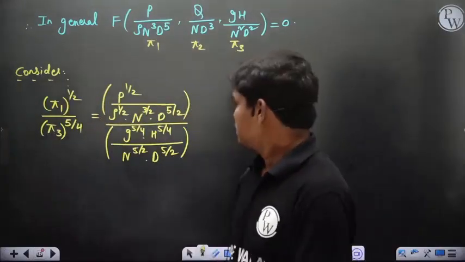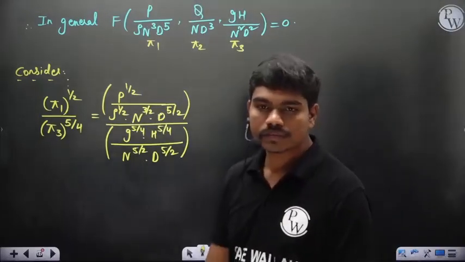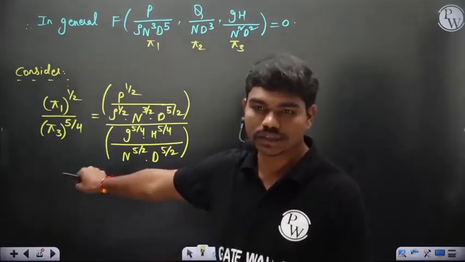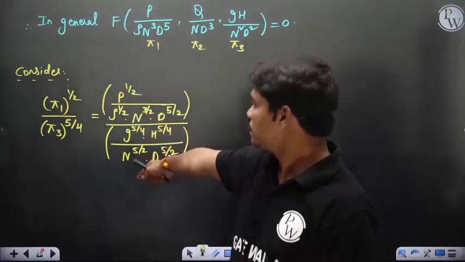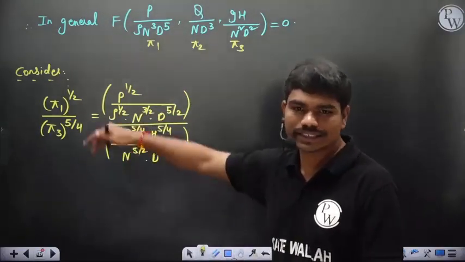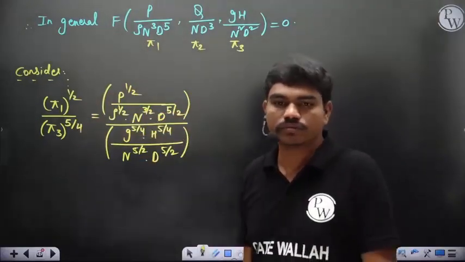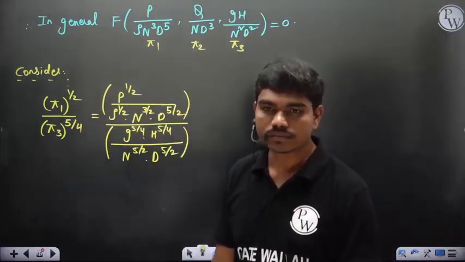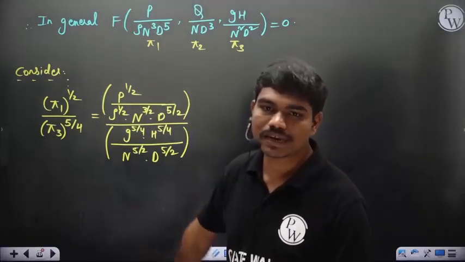Pi 1 whole power 1 by 2 by pi 3 whole power 5 by 4 actually. Please type it in the chat box. Is this clear to all? P power 1 by 2 by rho power 1 by 2, n power 3 by 2, d power 5 by 2, by g power 5 by 4. Is this clear? I am just taking this ratio. This is pi 1, this is pi 3, so pi 1 power 1 by 2 by pi 3 power 5 by 4. Yes or no? Please type it in the chat box.